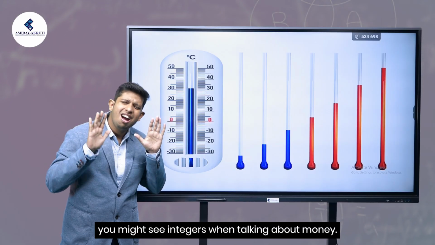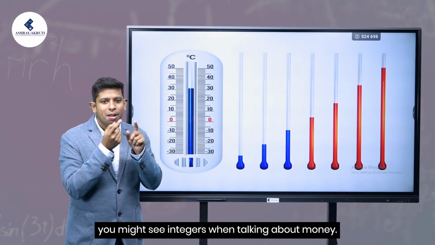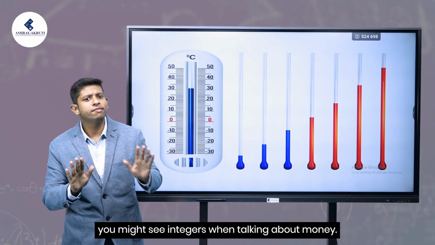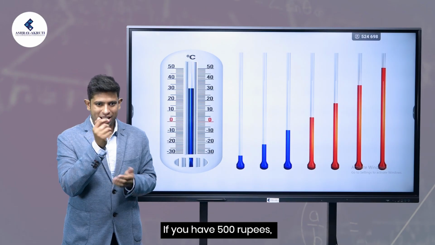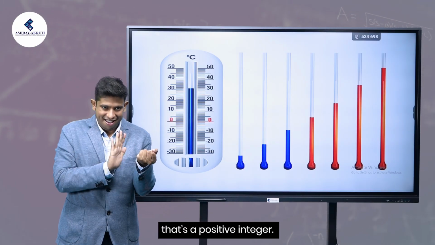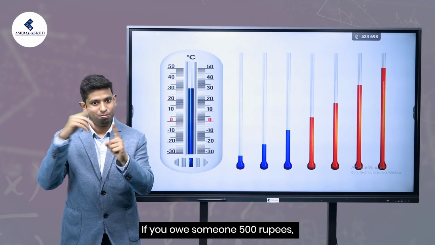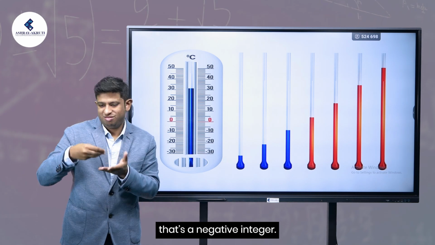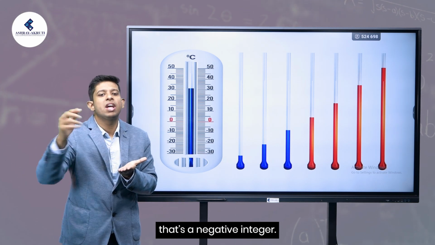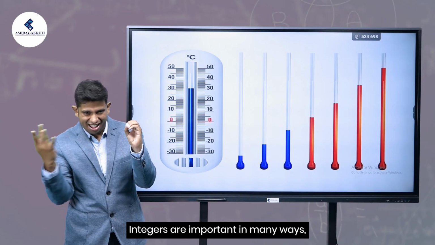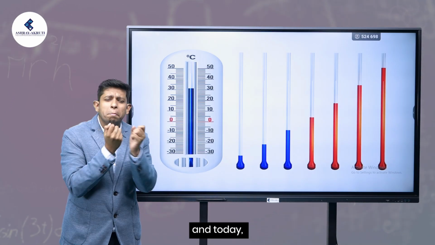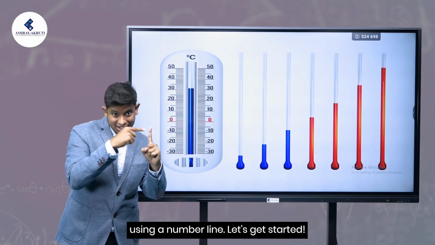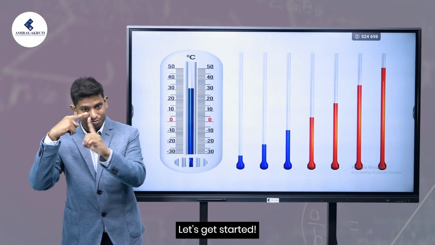In your daily life, you might see integers when talking about money. If you have 500 rupees, that's a positive integer. If you owe someone 500 rupees, that's a negative integer. Integers are important in many ways, and today we'll discover how to add and subtract them using a number line. Let's get started.